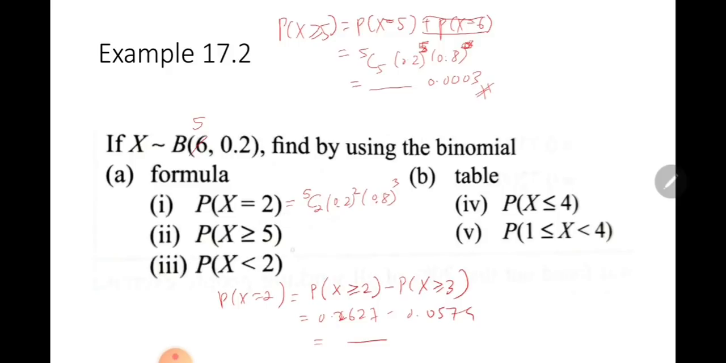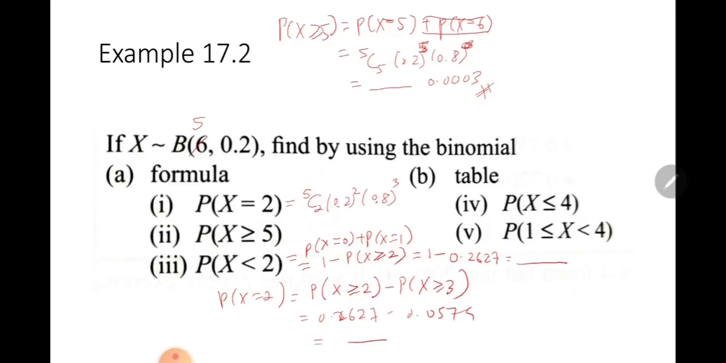For 3 Roman, P(X < 2), if you want to use the formula, that will be P(X = 0) plus P(X = 1). Okay, so X equals to 2 is not included because you want X less than 2. So for this you can use nCr. If you want to use the table, the probability of X less than 2 will be equal to 1 minus P(X ≥ 2). Right. So you will get 1 minus P(X ≥ 2), which just now is 0.2627. Okay, so you will get your answer.